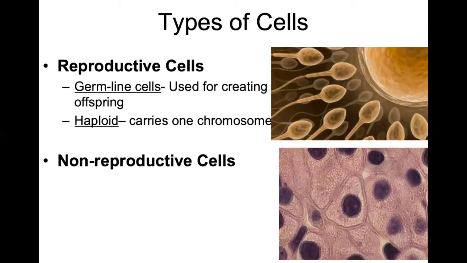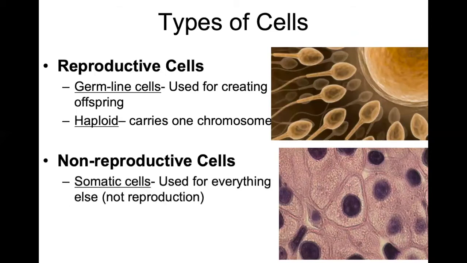Non-reproductive cells, which are every other cell in your body. If it's not sperm or if it's not an egg, it's non-reproductive, and we call all of them somatic cells. That is a vocab word for right now. You do have this vocab word. So liver cells, kidney cells, pancreas cells, brain cells, everything.